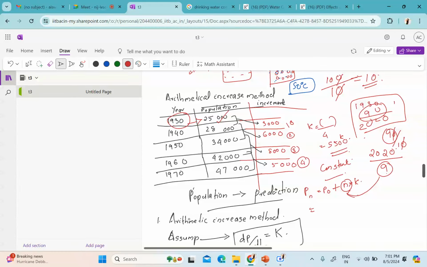That means P naught, the initial number of people, is 2000, plus n, which is 9, into the k value, which we calculated as the arithmetic mean, 5,500. Then you calculate the value. Got it?